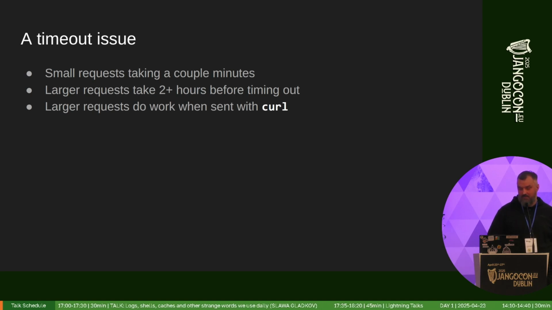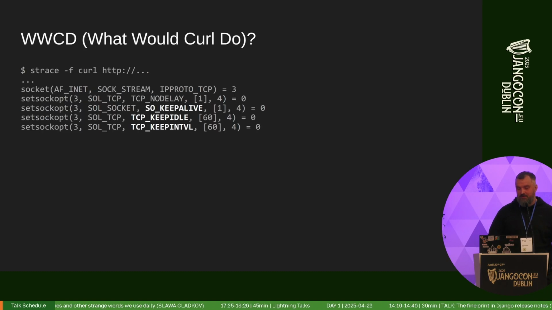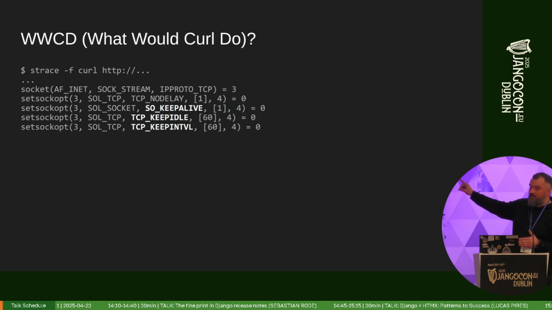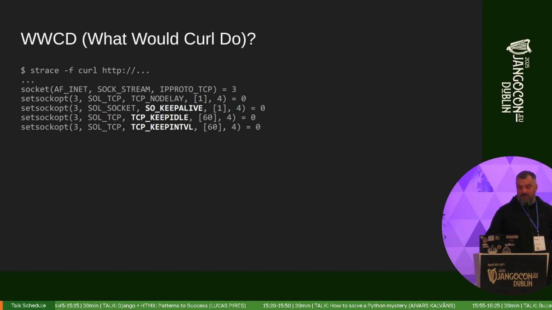So whenever you have some networking issues, you have to ask, what would curl do? Because this is the golden standard of network programming. If you look at the strace of it, first it says TCP_NODELAY. So perfect, curl knows it. But then it says some keepalive, keepidle and keepintvl. What are those? Those are keepalive settings.